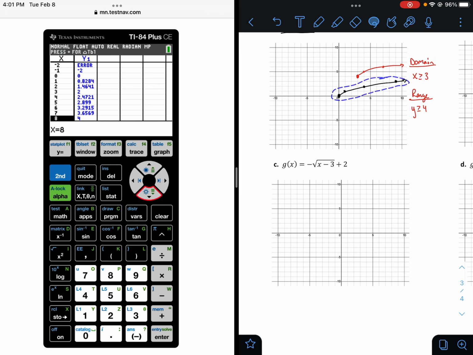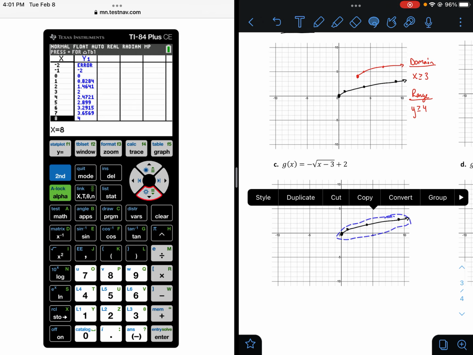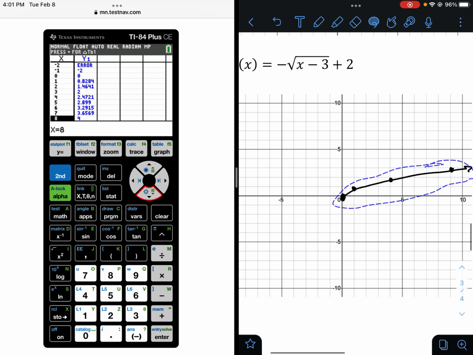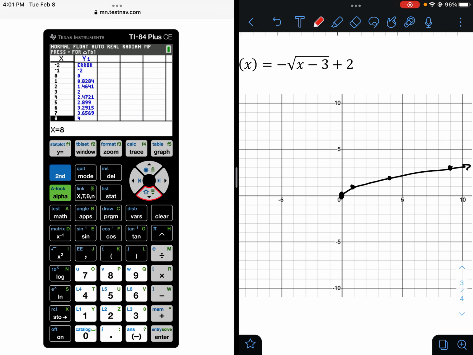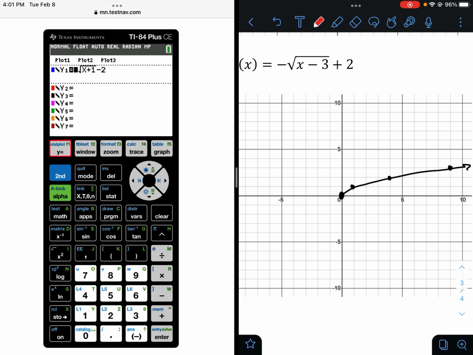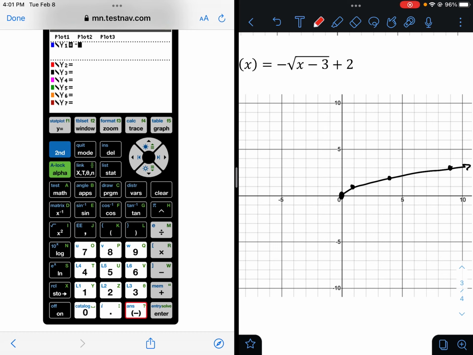So again, I'm going to pull up my parent function because we do have to draw our parent functions each time. And that didn't work. There we go. So there is our parent function right there. And now I'm going to draw the actual function. Again, if you don't want to do the shift in your head, the shift right and the shift up 2, many of you may just opt to do this in your calculator.